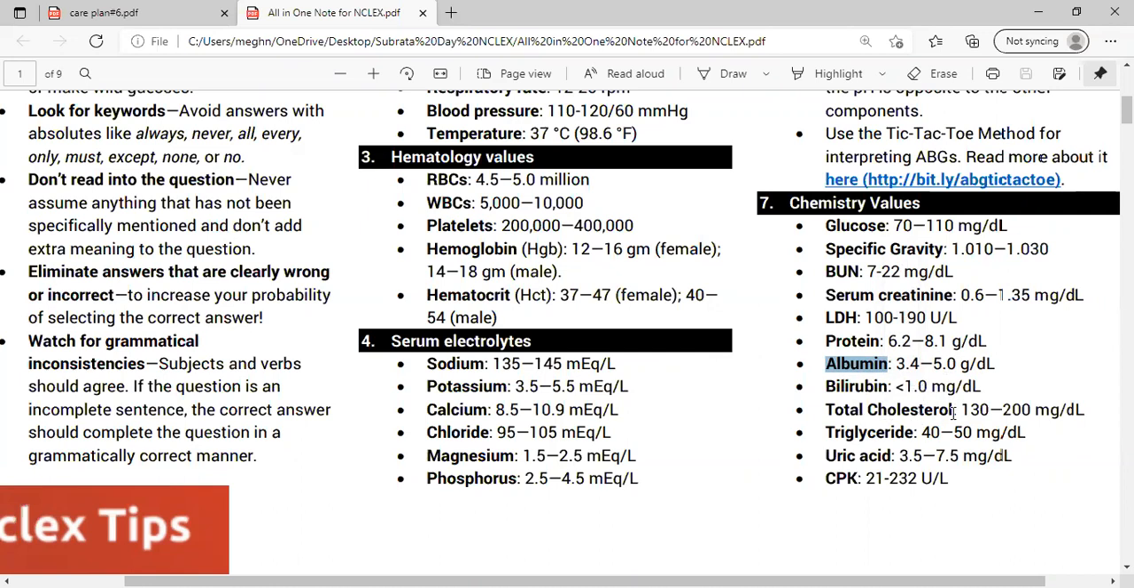Total cholesterol is 130 to 200, triglyceride 40 to 150 milligrams per dl, and uric acid level 3.5 to 7.5 milligrams per dl. And CPK is 21 to 232. You see, what a big range.